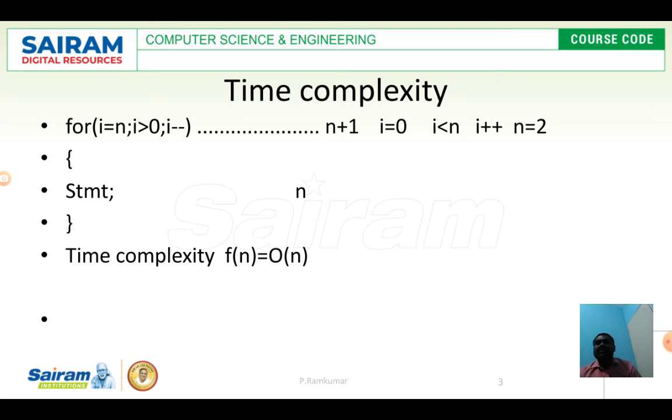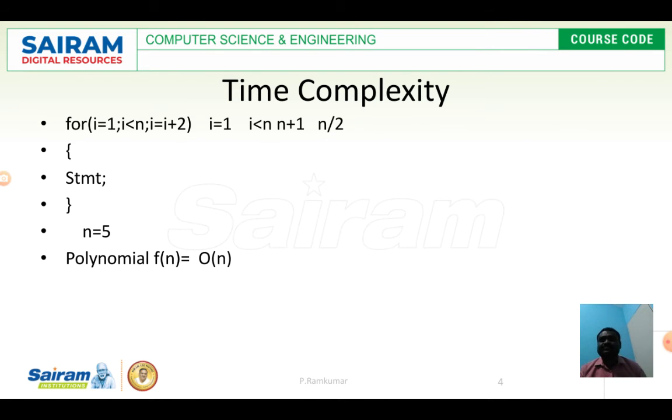The statement will be executed as many times as the for loop will be executed, so it will be n number of times. When I add together, I will get n plus 1 plus n, so totally 2n plus 1, that is the result. For this case, the time complexity function f of n is equal to order of n. And for space complexity, I require 1 unit of space, and n requires 1 unit of space, so 2 is the space complexity.